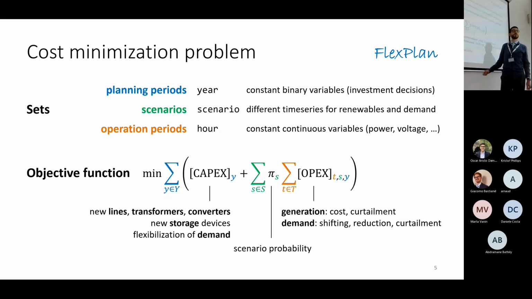But the constraints of the model, which I'm not showing here in the objective function, impose that the decisions must be feasible for every scenario.